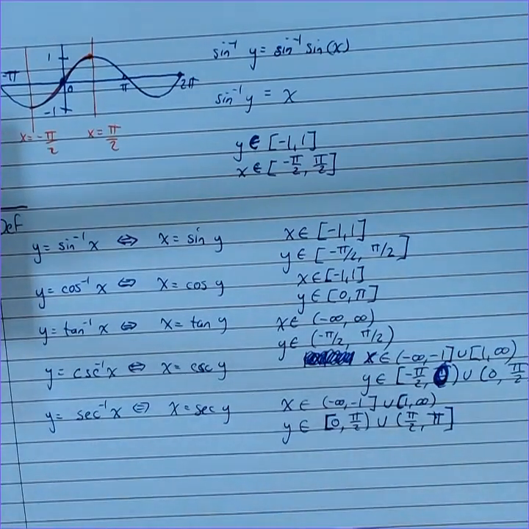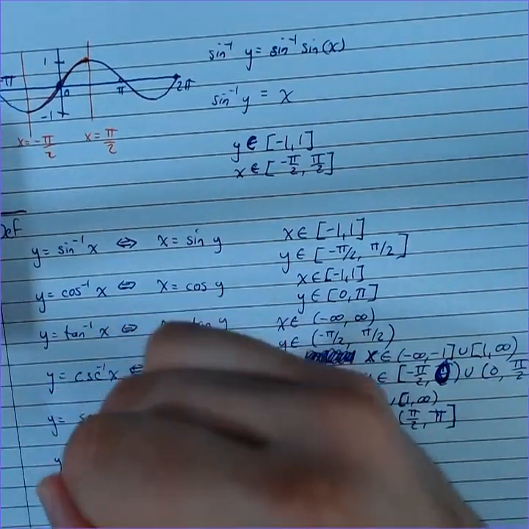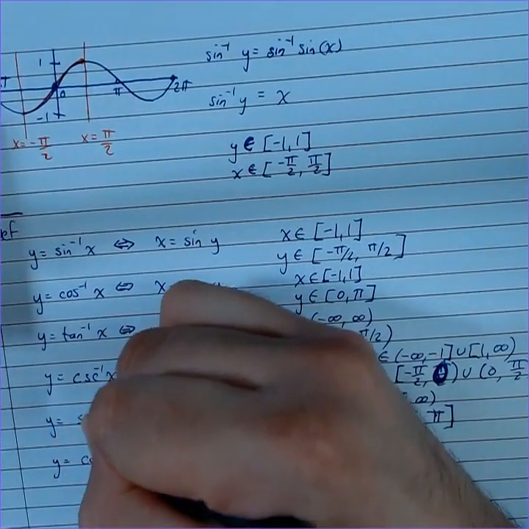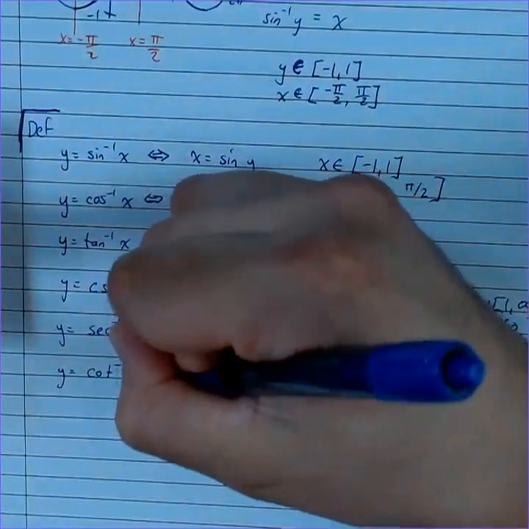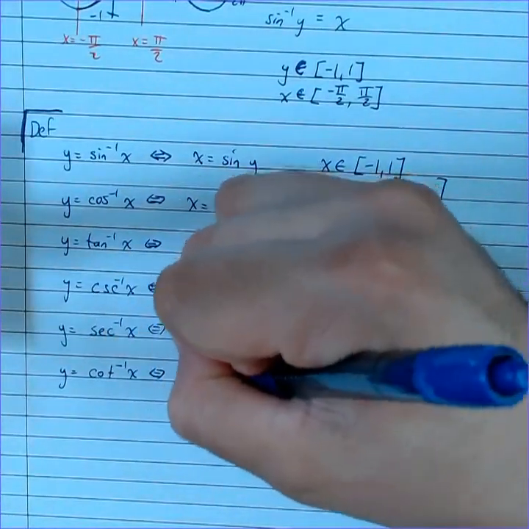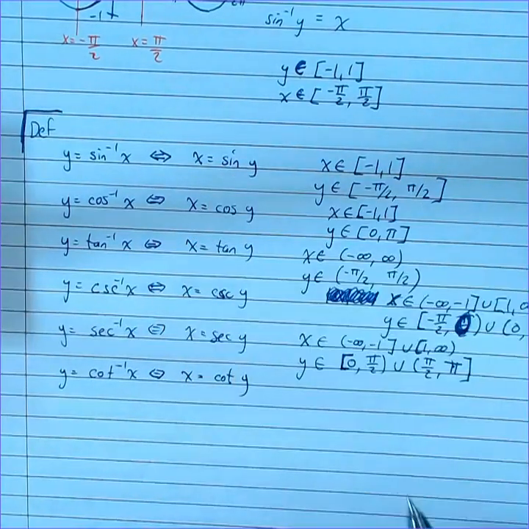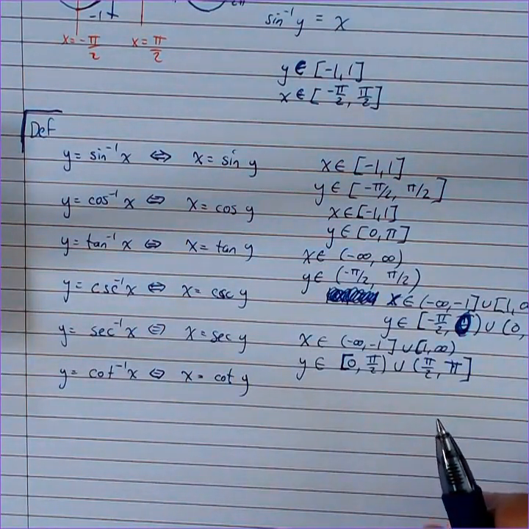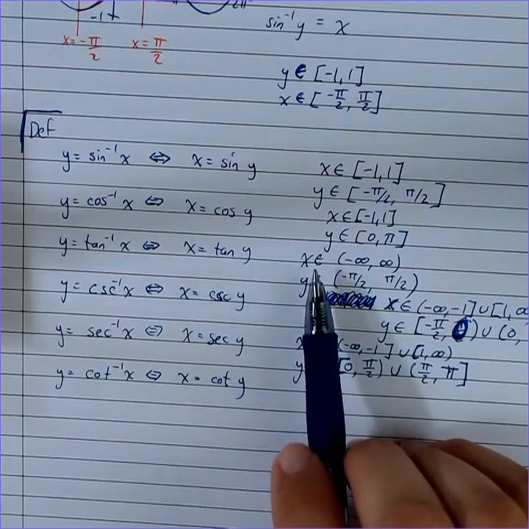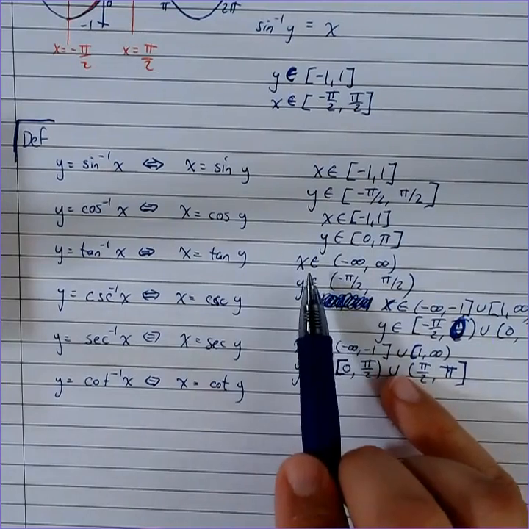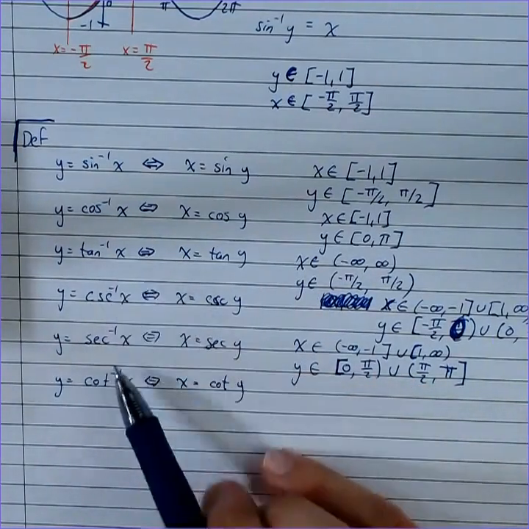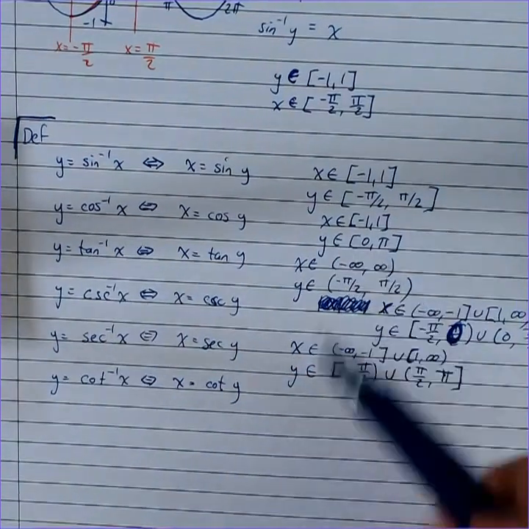And let's see, that's 5, so we're missing the inverse cotangent. Y equals the inverse cotangent of x is defined by saying that x is the cotangent of y. And again, we're going to have a restriction. Here, just like the tangent, the cotangent has an infinite range, which means that the inverse cotangent, just like the inverse tangent, will have an infinite domain.